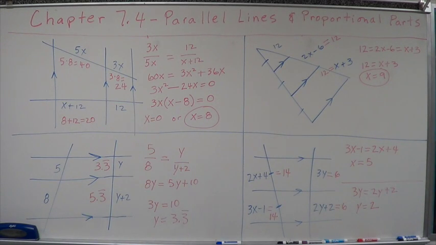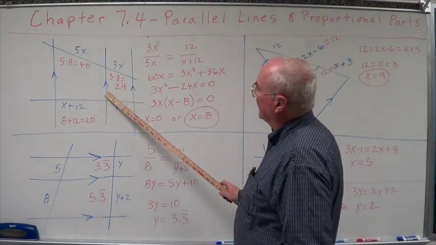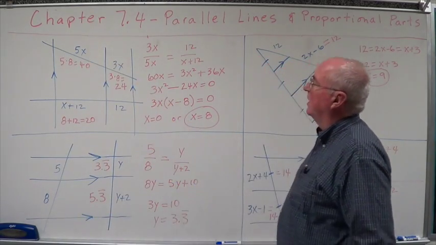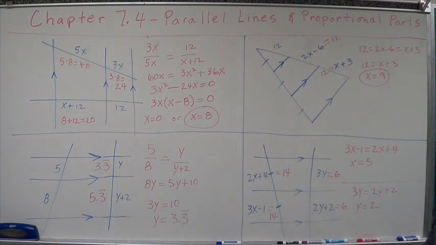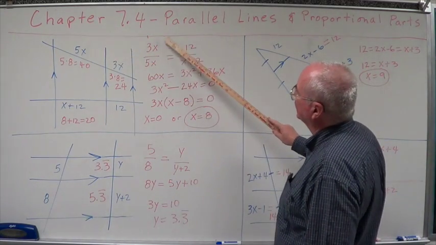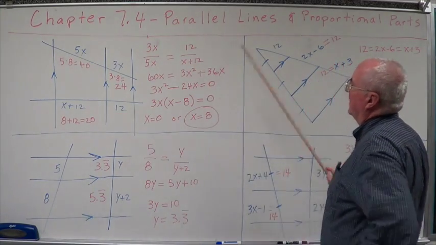Okay, now we've got 4 more problems we're going to do on this parallel lines and proportional parts. Okay? So let's look at them. Here's one here. We've got parallel lines. These vertical lines are parallel, and we've got proportional parts. How in the world are we going to look at this? Well, set it up right here. 3x is to 5x as 12 is to x plus 12.